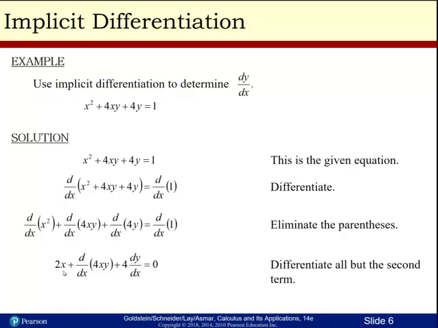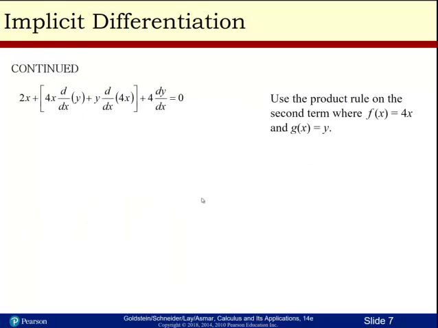The first one is pretty easy, that's 2x. This second one, not quite so easy, because that's going to involve the product rule. So I've got to do the product rule in this middle term. The last one is pretty easy because it just has the 4, and the derivative of y would just be dy over dx. So that one's okay.